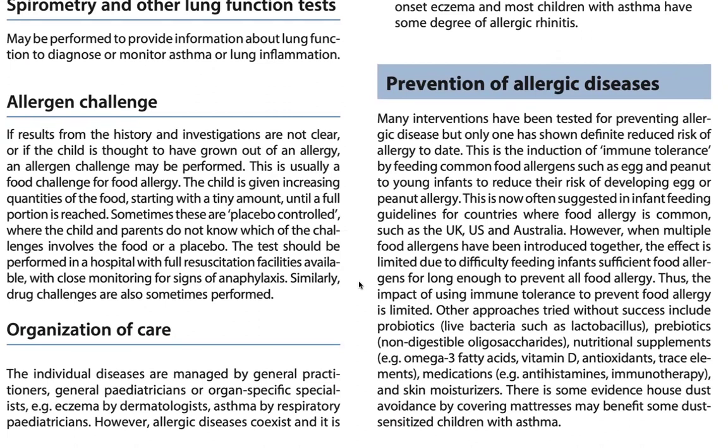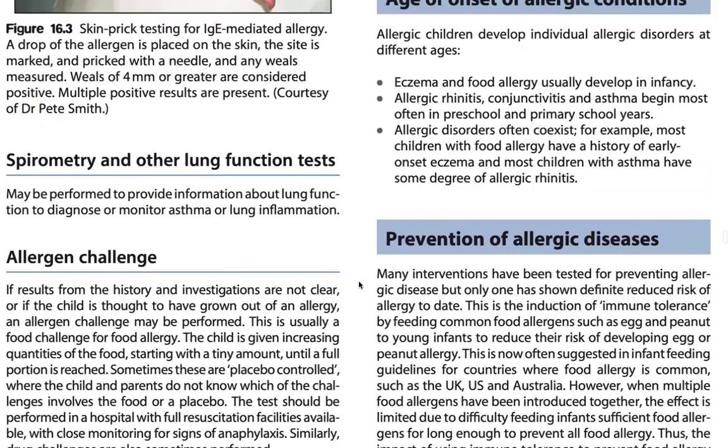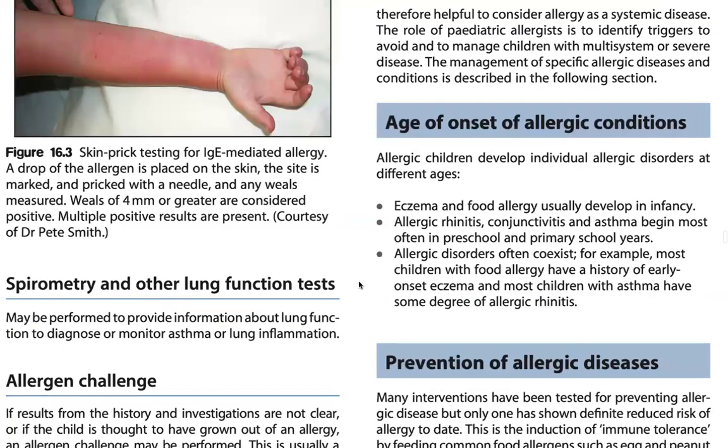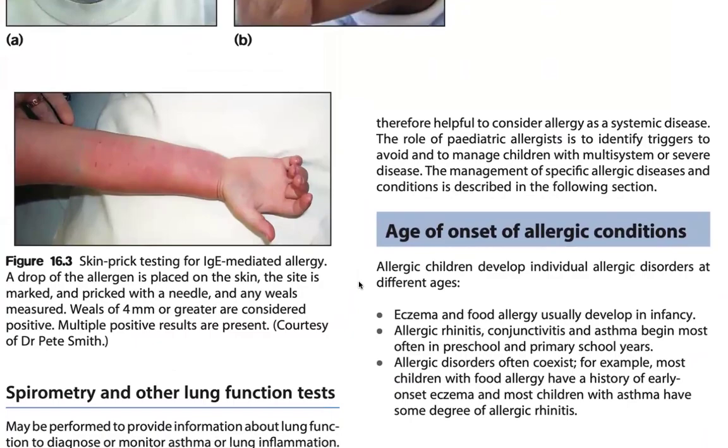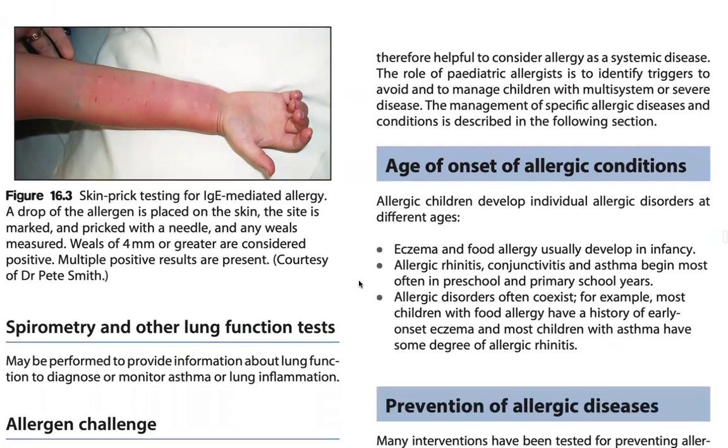Organization of care: the individual diseases are managed by general practitioners, general pediatricians, or organ-specific specialists, eczema by dermatologists and asthma by respiratory pediatricians. However, allergic diseases coexist, and it is therefore helpful to consider allergy as a systemic disease. The role of pediatric allergists is to identify triggers to avoid and to manage children with multi-system or severe disease. Management of each allergic disease and condition is described separately.